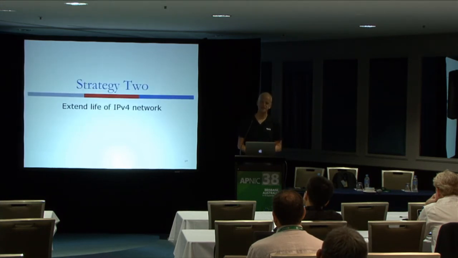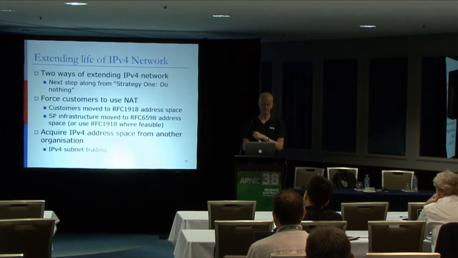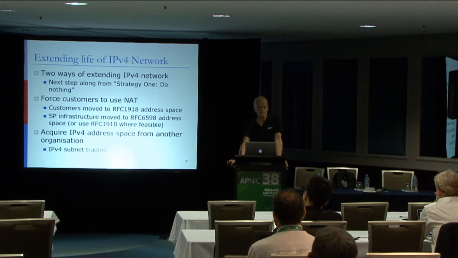Strategy 2, extending the life of the V4 network. So there are 2 ways of doing that. And this is the next step along from doing nothing. Once you've realized you've got to do something, what can you do? So you can force your customers to use NAT. I mean, certainly nowadays, if you're a broadband user, you're using private address space at home, and your ISP will give you one address for your public address for your broadband router. Even that one public address is going away.